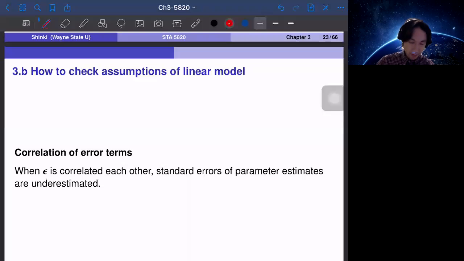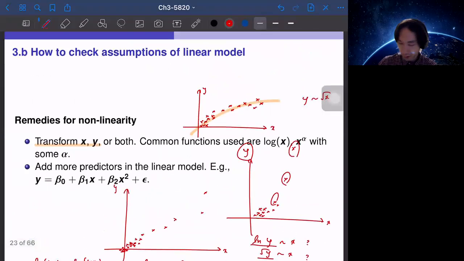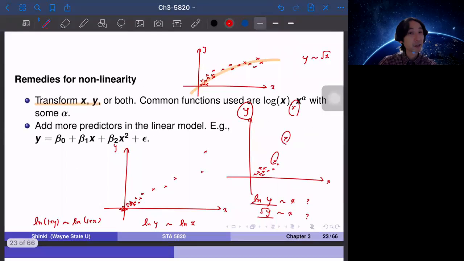Yeah, so next we discussed the correlation of error terms, but I think that it's already 8:15, so we stop here and we continue to discuss chapter 3 next time.